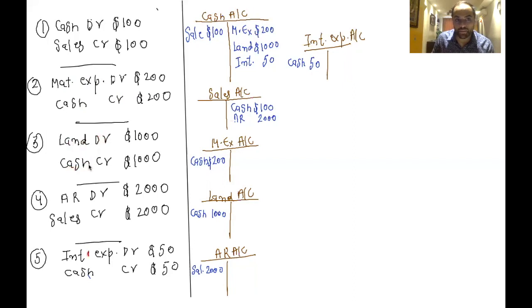Land debit because of cash. Cash credit because of land. All right. Account receivable debit because of sales. Sales credit because of account receivable. Interest expense debit because of cash. Cash credit because of interest expense.